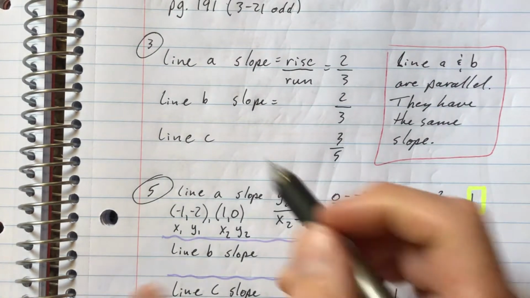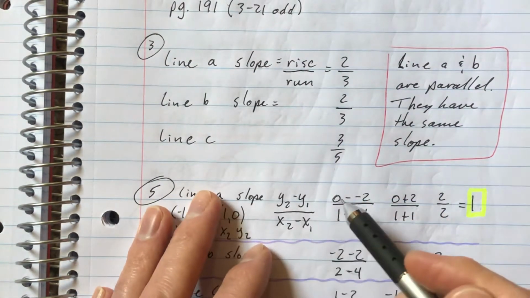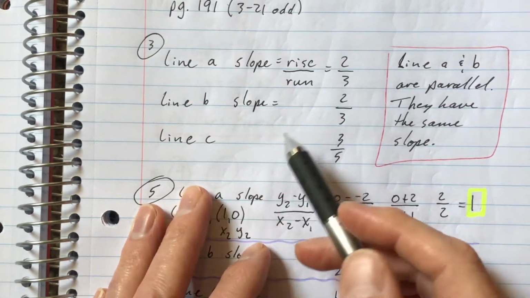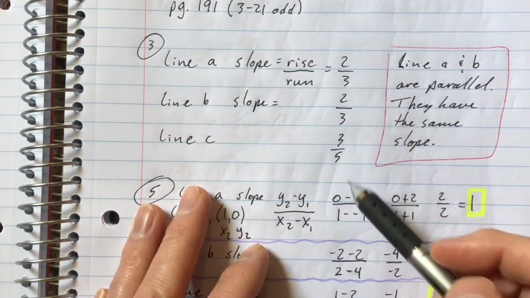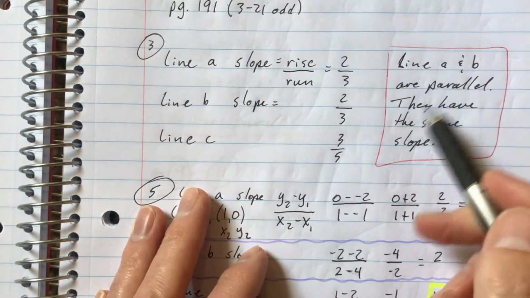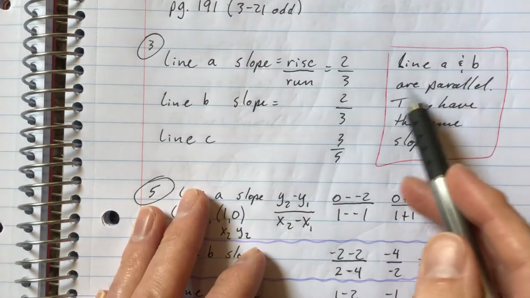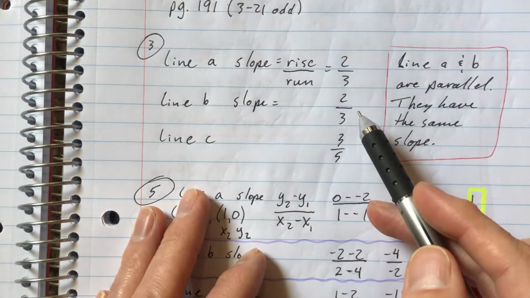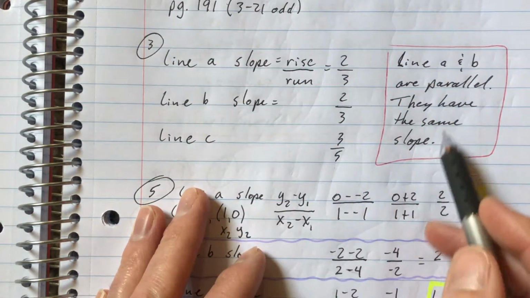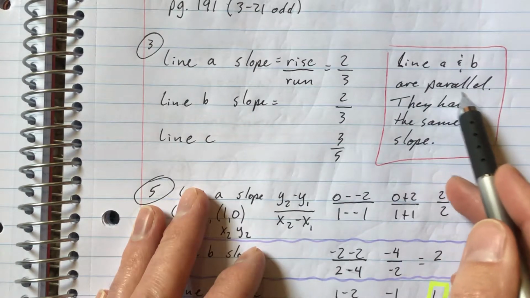All right, so number 3 has 3 lines that I have to look at on a graph and count the slopes. So I count the rise over the run for all 3 of them, and, oh no, look at this, line A and line B have the same slope, so lines A and B are parallel.